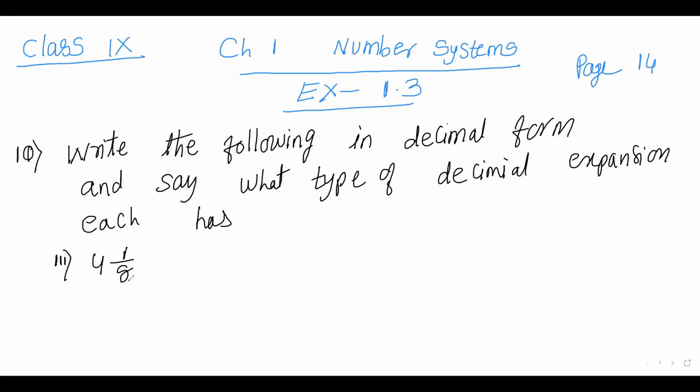Third bit is 4 1 by 8. Let us convert this into an improper fraction. 4 eights are 32, 32 plus 1, 33 by 8. So now divide 33 by 8.